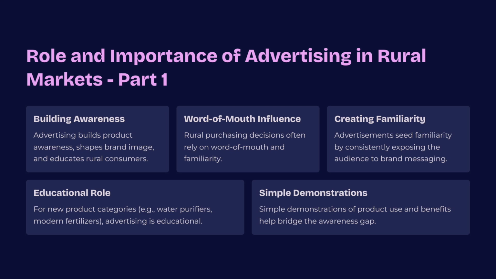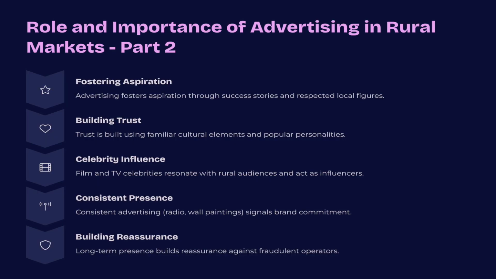This is particularly crucial in rural areas where consumers may not be aware of the product's existence or how to utilize it effectively. Effective advertising can also create aspiration. For example, featuring relatable success stories or respected figures such as progressive farmers or local celebrities using the product helps to connect with rural values and aspirations.